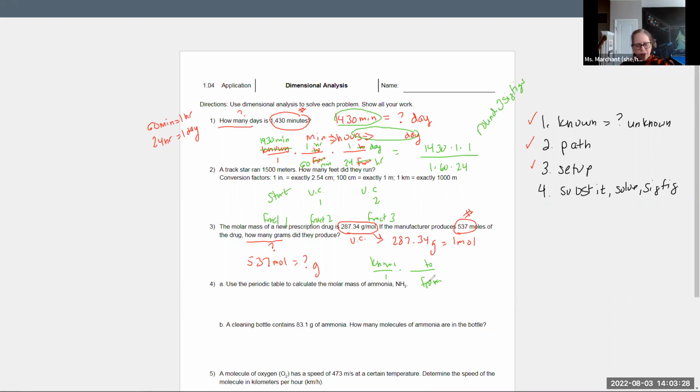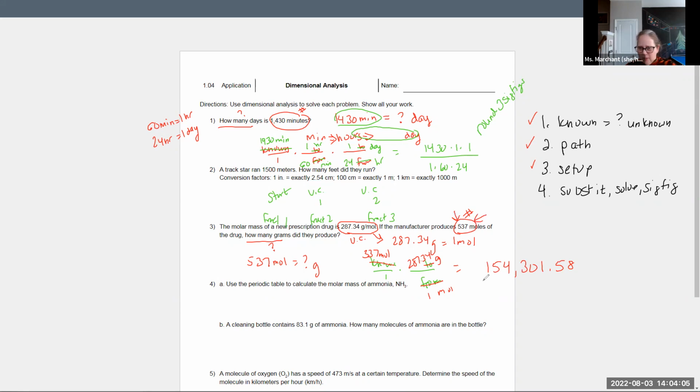We're getting rid of, or dividing out, the from, and we're multiplying in the 2. Our known, 537 moles. Our from is moles. Our 2 is grams. There are 287.34 grams in 1 mole. So we are just going to multiply 537 times 287.34. And that gives us 154,301.58. Now that's really specific, but our problem was not that specific.